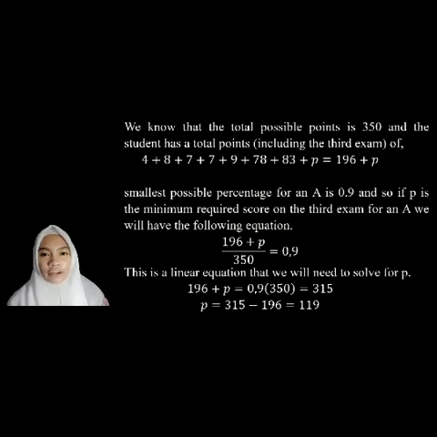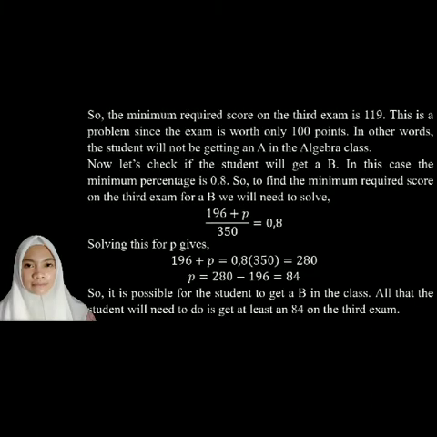This is a linear equation that we will need to solve for P. 196 plus P equals 0.9 times 350 equals 315. Then P equals 315 minus 196 equals 119. So, the minimum required score on the exam is 119. This is our problem, since the exam is for only 100 points. In other words, the student will not be getting an A in the algebra class.